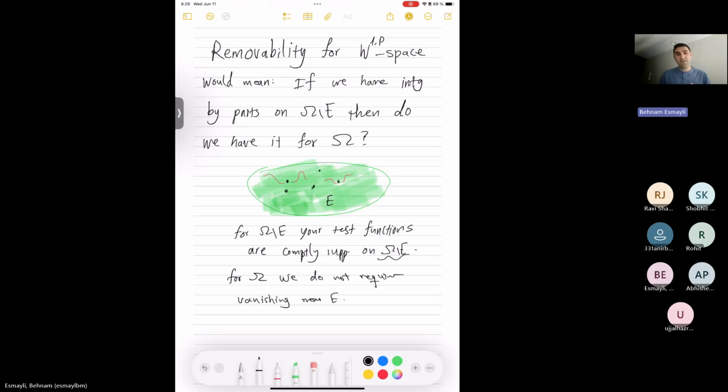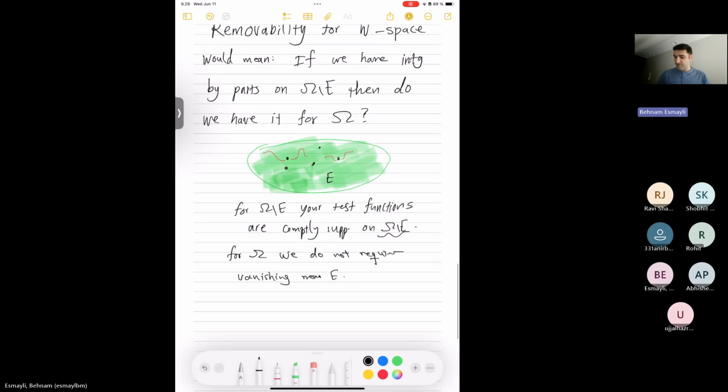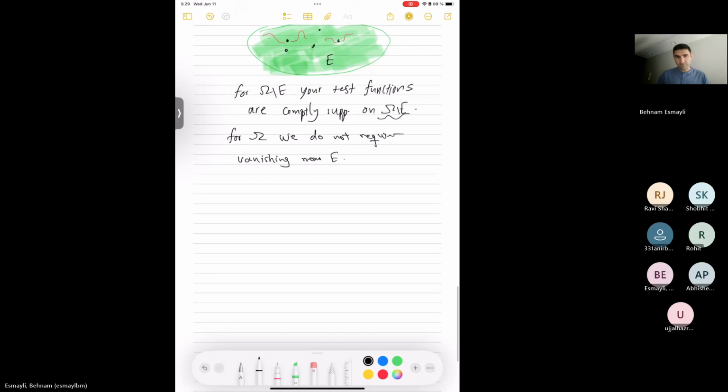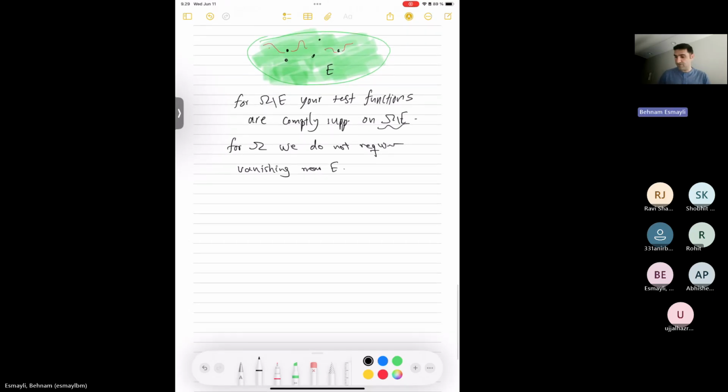With H1P space, removability means if you can approximate a function by smooth functions outside E, can you approximate the function by smooth functions on all of omega? And that's the story of removability, and it has been studied throughout the literature because it has practical and theoretical importance.